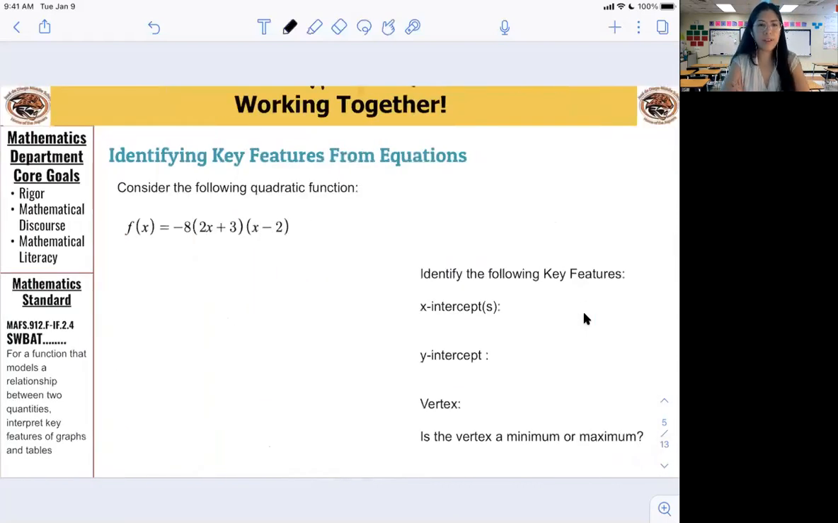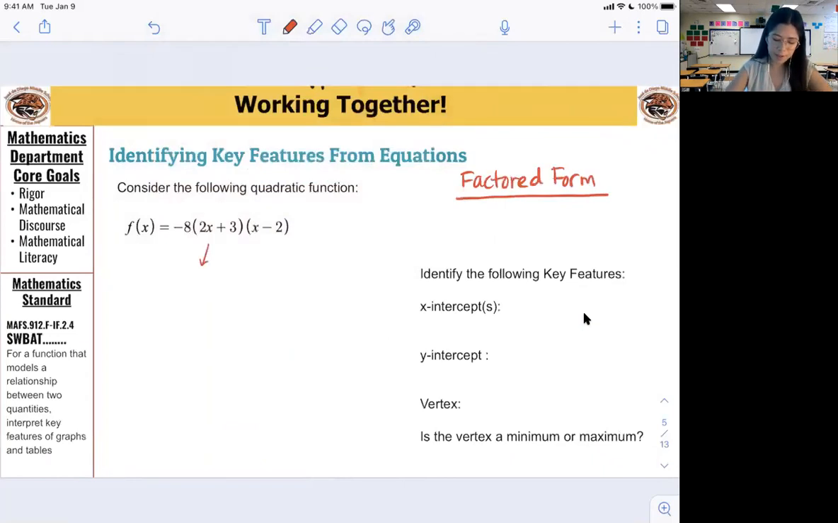Let's do a third example. Now in this case, what form am I in? Factored form. My favorite, personally. So it's in factored form, which means we're going to do a little bit of work, not too much work, but just a little bit.